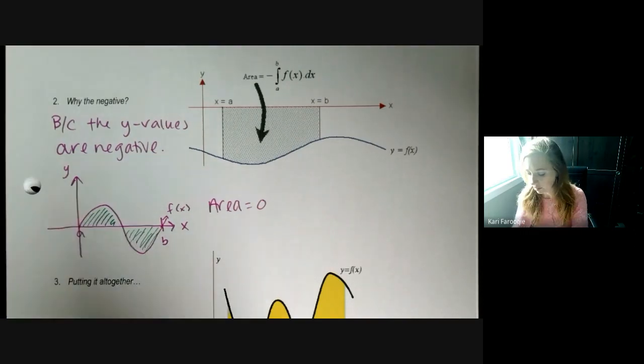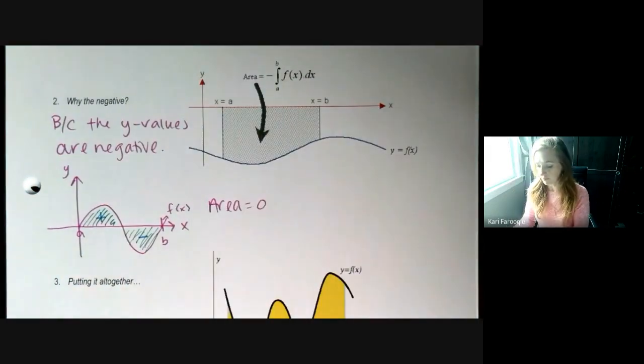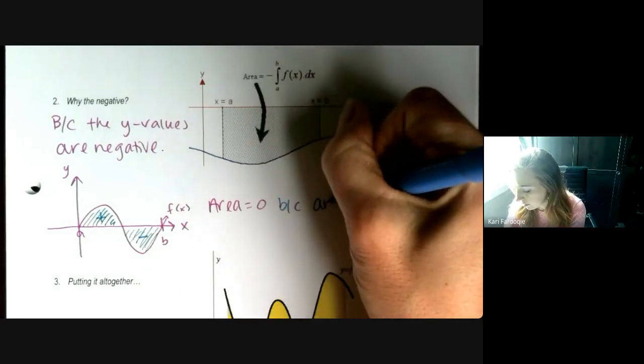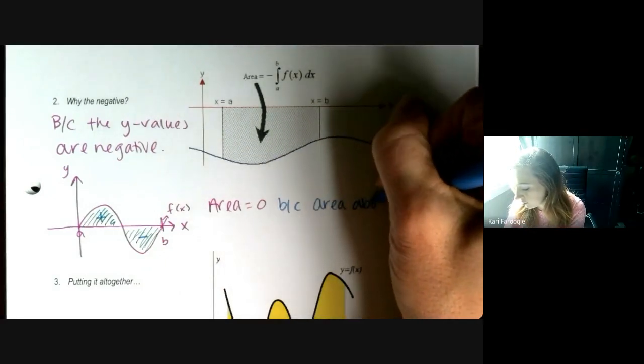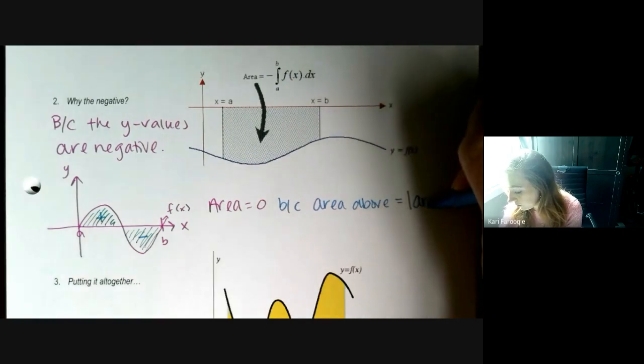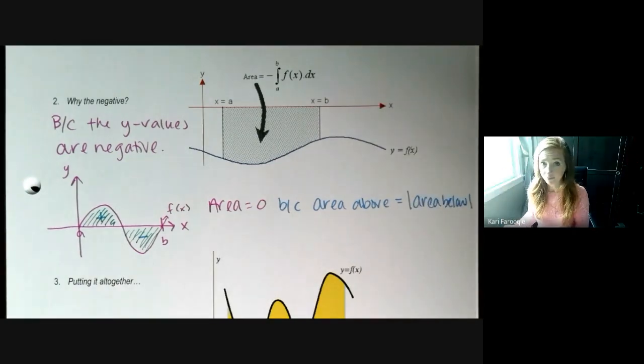So over here we would have positive area, negative area. So we would say that the area is 0 because the area above equals the absolute value of the area below. So those two would be the same. Okay, so they would sort of like cancel each other out.